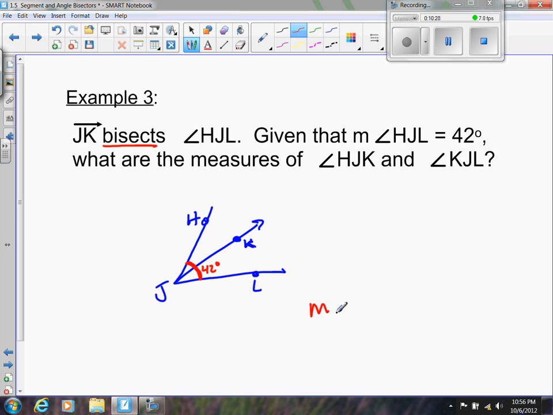So the measure of angle HJK, if it's bisected, it means it split it in half. So measure of angle HJK, this angle has to be half of the total. Half of 42 is 21 degrees. And the measure of KJL, remember it's bisected, so it's two congruent parts. They have the same measure. So measure of KJL has to be the same. It's equal to 21 degrees.